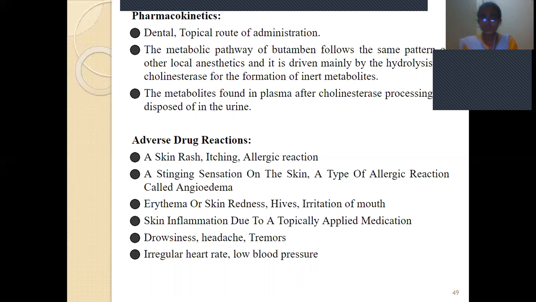The metabolic product is found in the plasma, with disposition in the urine. And adverse drug reactions are skin rashes, since we are taking this drug through the topical route: skin rashes, itching, allergic reactions, redness of the skin, irritation of the mouth, since it is also taken through the dental route. So we can also face skin inflammation, drowsiness, headache, tremors, irregular heart rate, and low blood pressure.